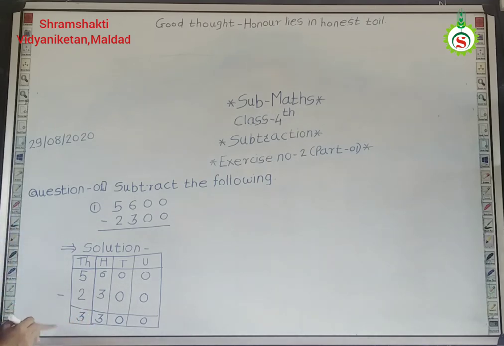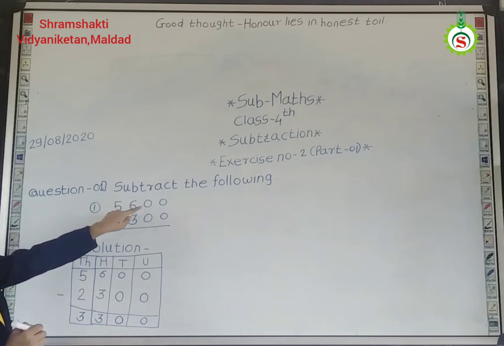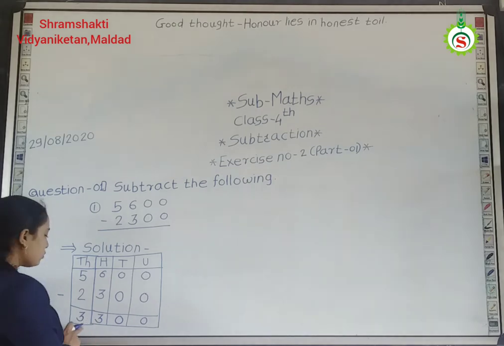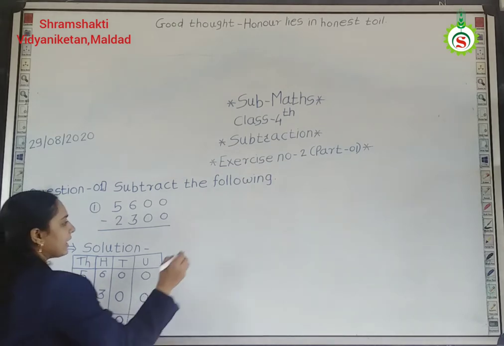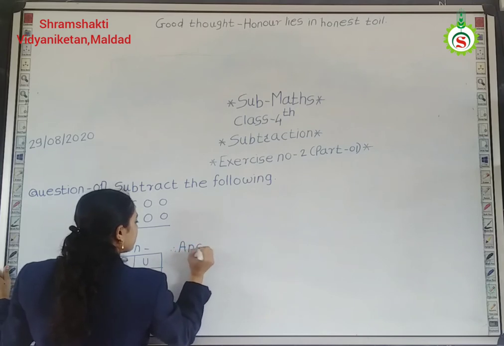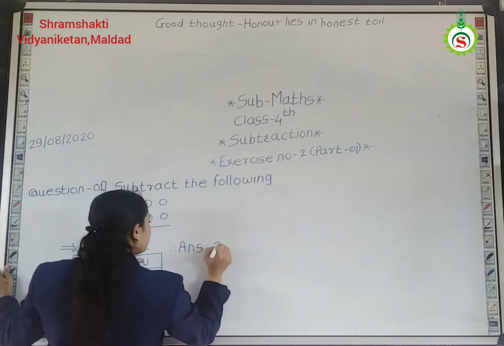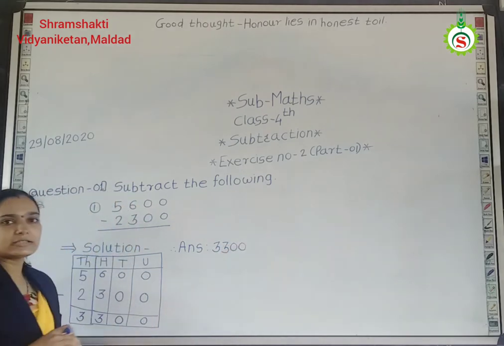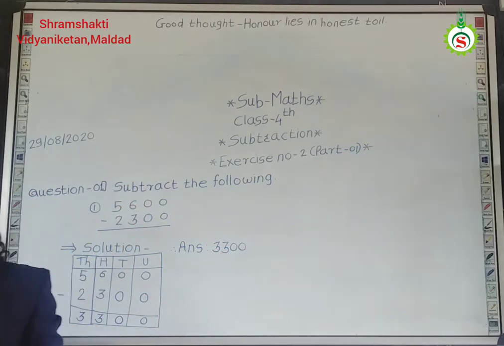Therefore, the answer of this subtraction problem, 5,600 minus 2,300 is equal to 3,300. Therefore, the answer is 3,300. Do you understand? Okay. Now next problem.